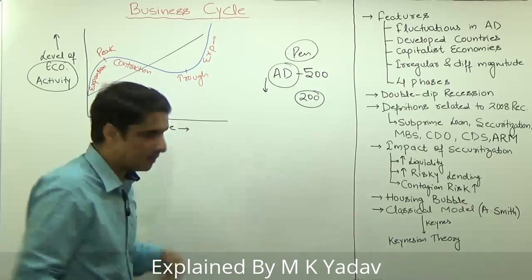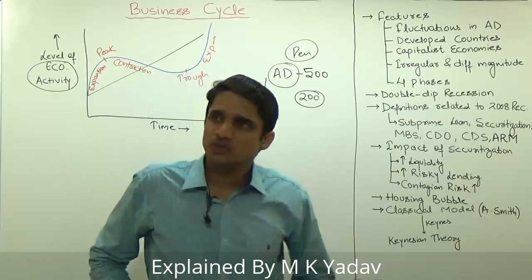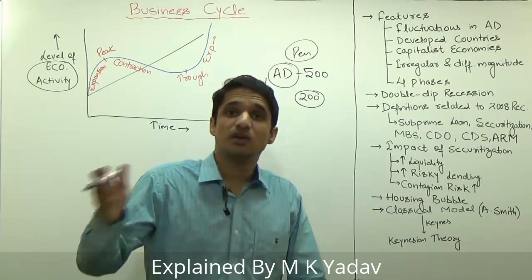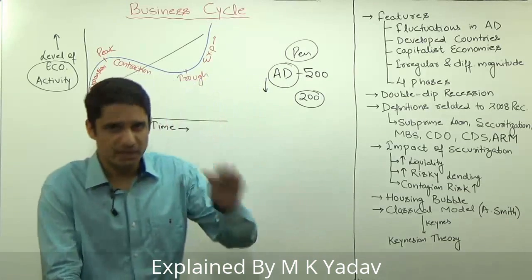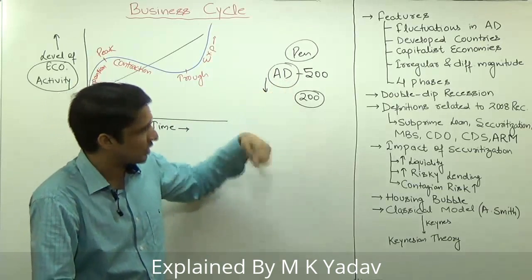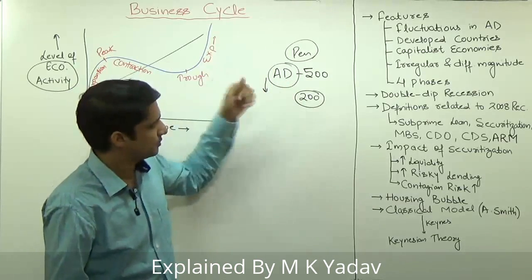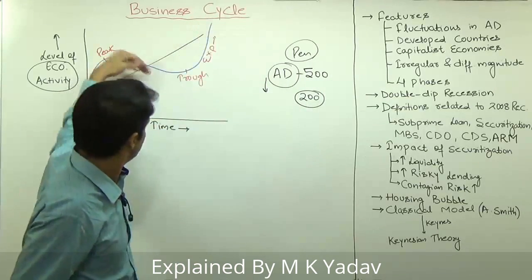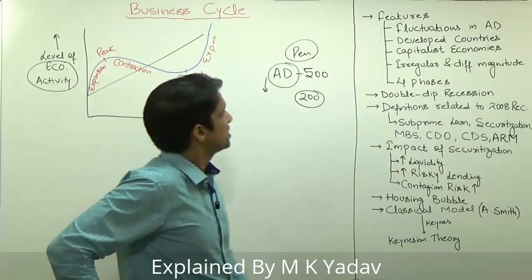For whatsoever reason, maybe it can be dependency. Suppose the recession came in 2008 in the USA and the Indian economy also got impacted. So the reasons can be many. For whatsoever reason, if the aggregate demand fluctuates, that may cause the business cycle, that may cause this contraction phase of the business cycle.